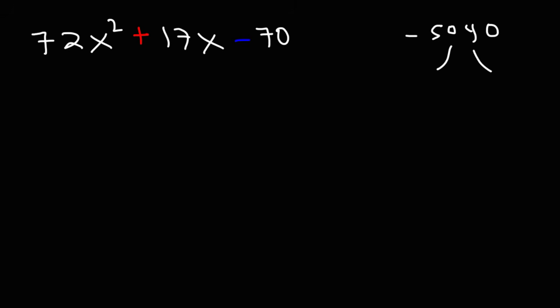Now, the best way to do this is to do it systematically and just go by the list. Let's say if you divide this by 1, you get negative 5040. If you divide it by 2, you get negative 2520. And then if you keep doing this, eventually you're going to find two numbers that will multiply to negative 5040 and add to 17. But that's going to take a lot of time. So is there a more efficient way in which we can factor this trinomial? It turns out that there is.